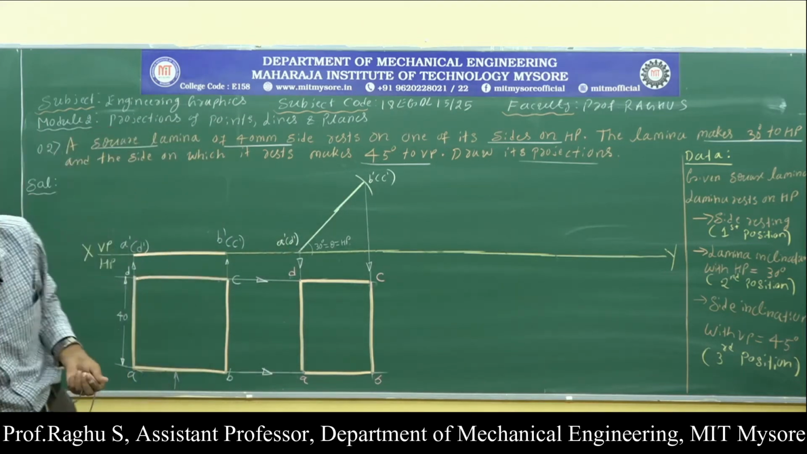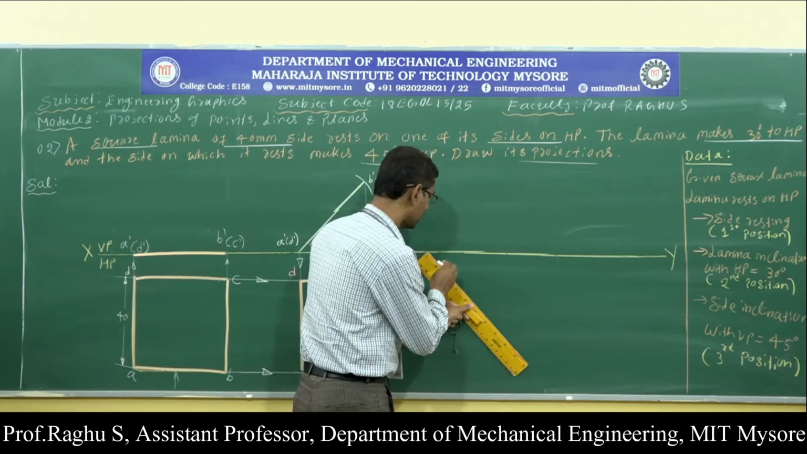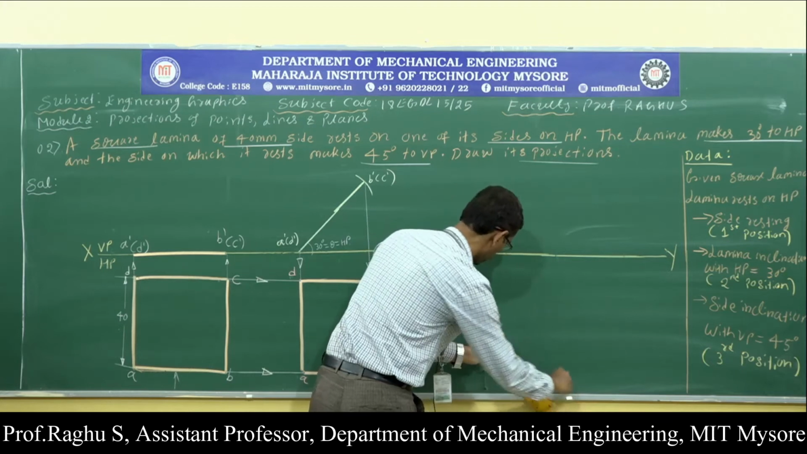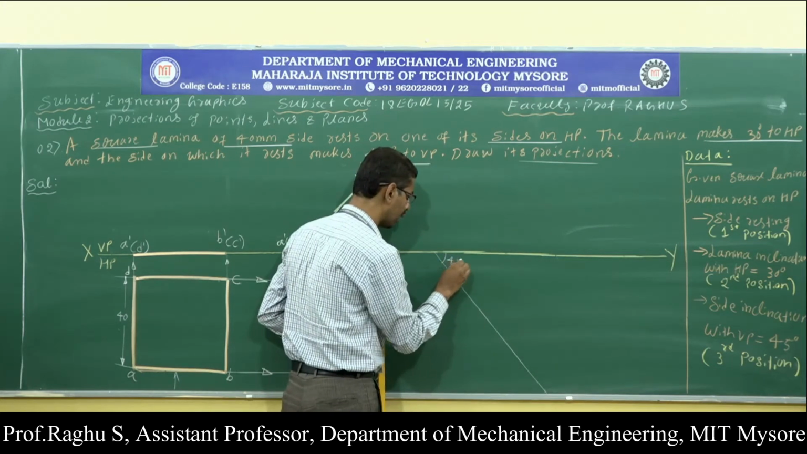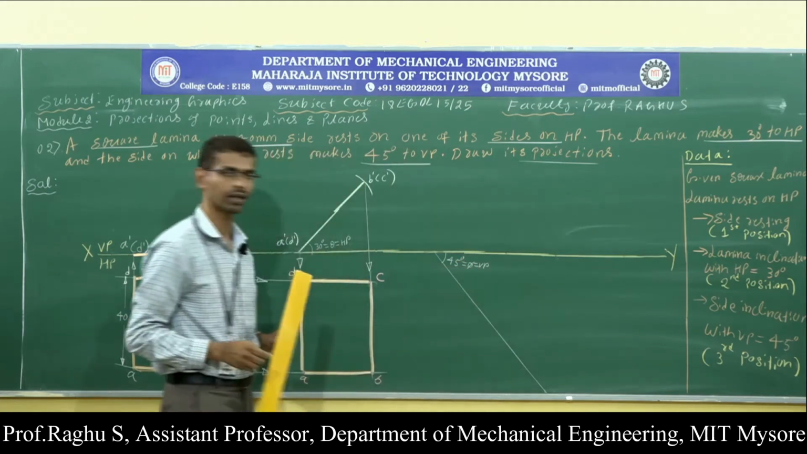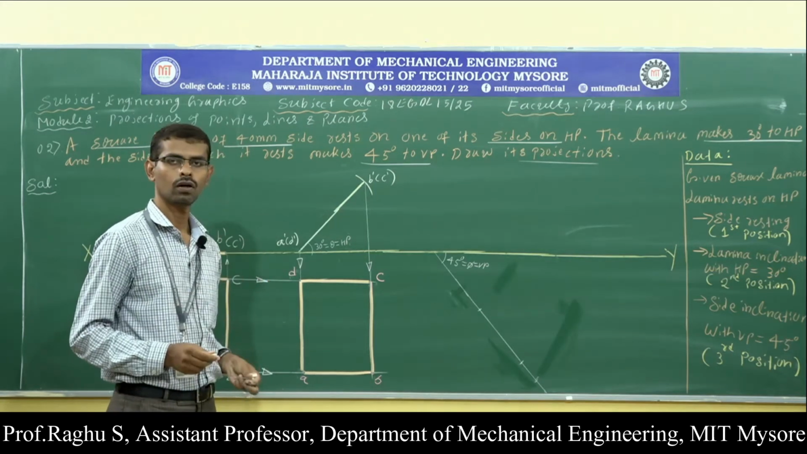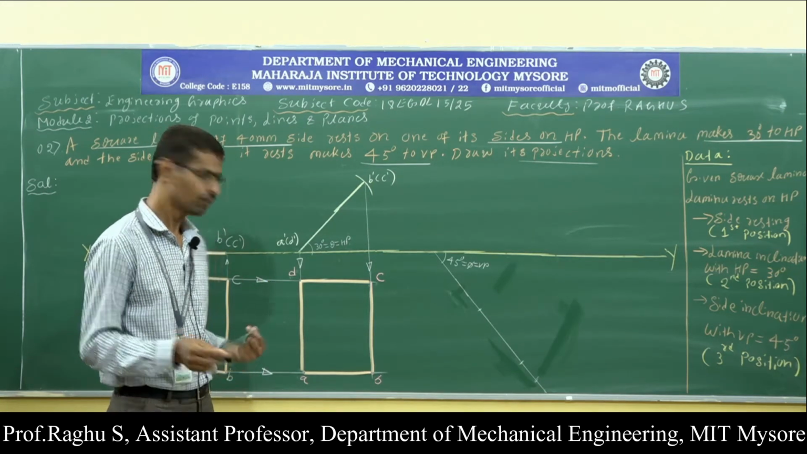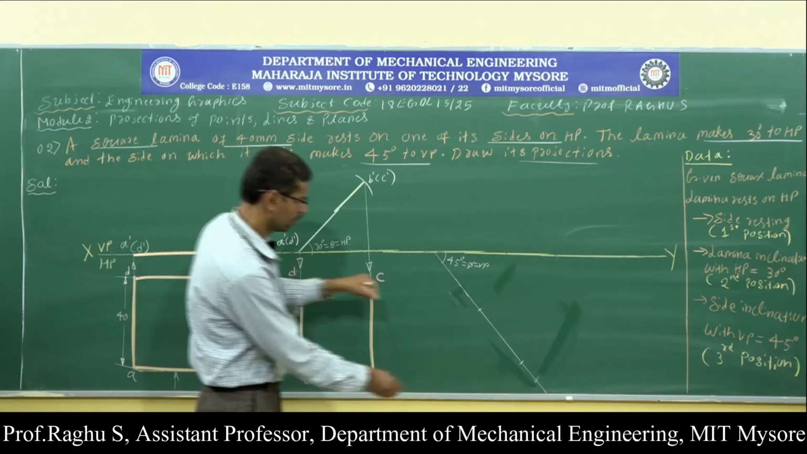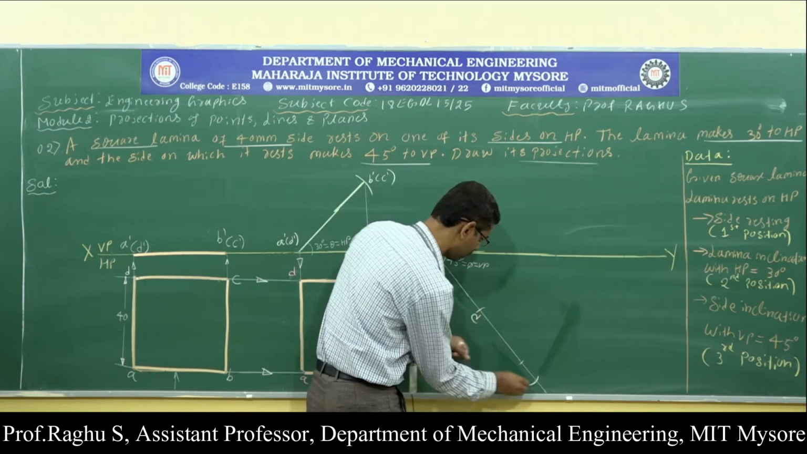Now how to draw the last position? To draw the last position, first draw a 45 degree line with respect to VP. Next, measure this distance D to A and cut an arc. So this is point D and point A.